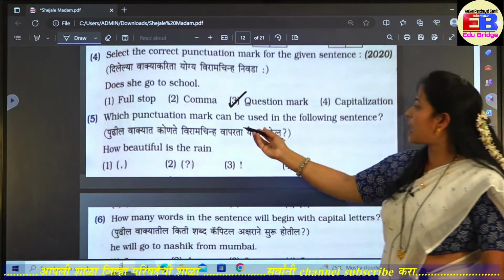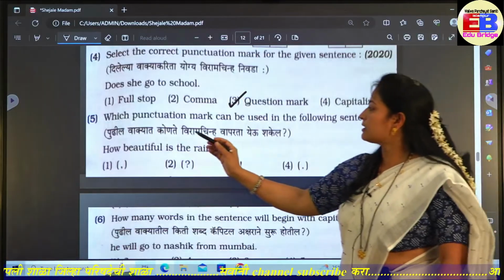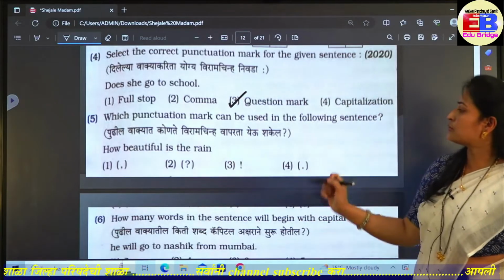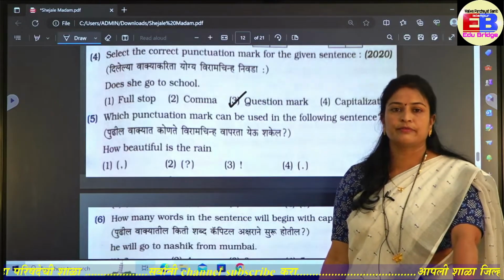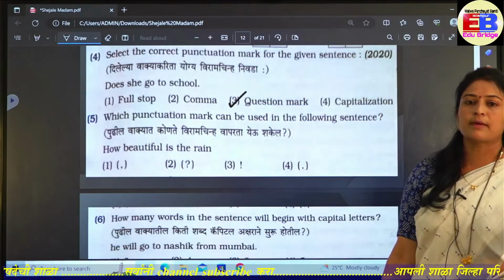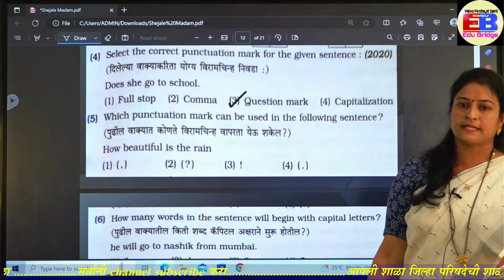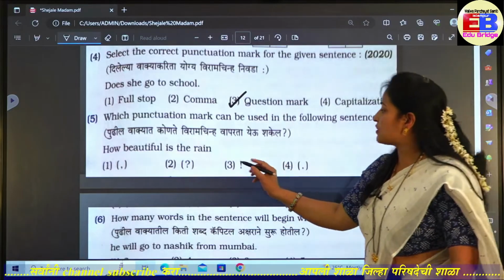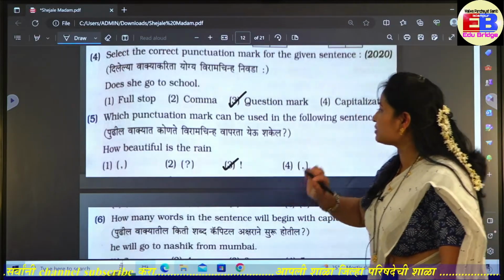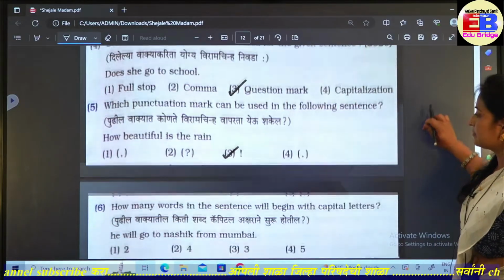Which punctuation mark can be used in the following sentence? पुढील वाक्यात कोणते विरामचिन्ह वापरता येऊ शकेल? How beautiful is the rain? How beautiful. Just now I told you the examples, how wonderful it is, how wonderful scene it is, how nice of you. We use exclamation mark here. So option number 3 is the right answer.